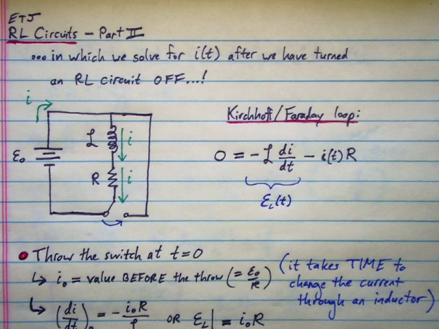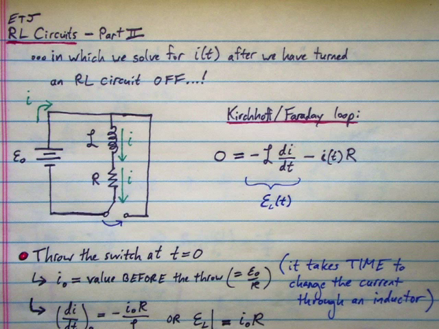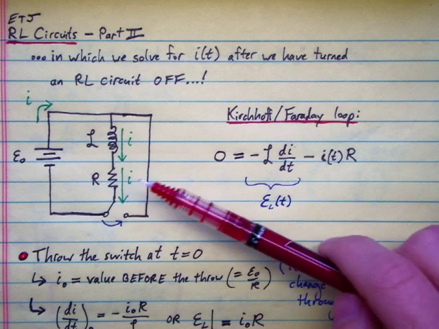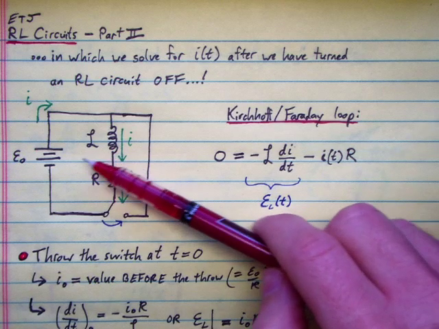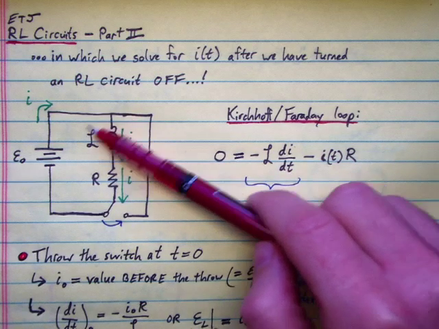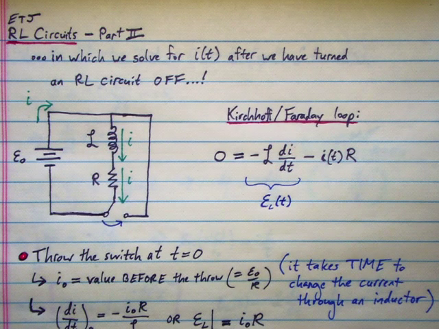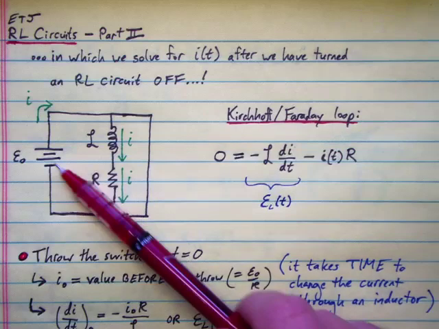We found that when you turn a circuit on, if there's any inductance in that circuit, then the current doesn't just immediately jump up to its final value. It takes some time for the current to build up to its final value if there is that inductance, representing some electromagnetic inertia in the system. Now here, we're going to turn off our circuit.